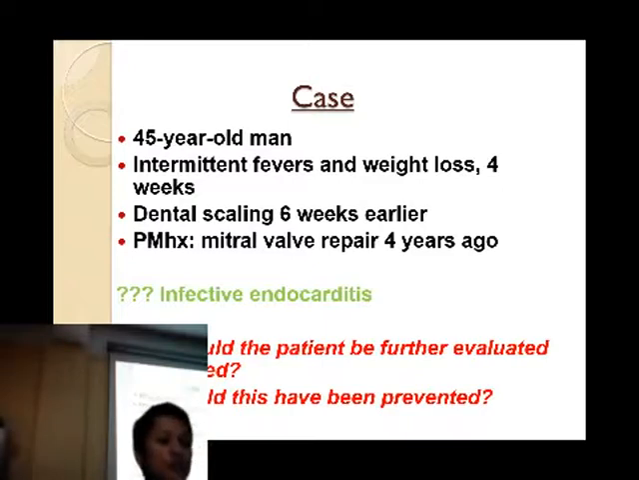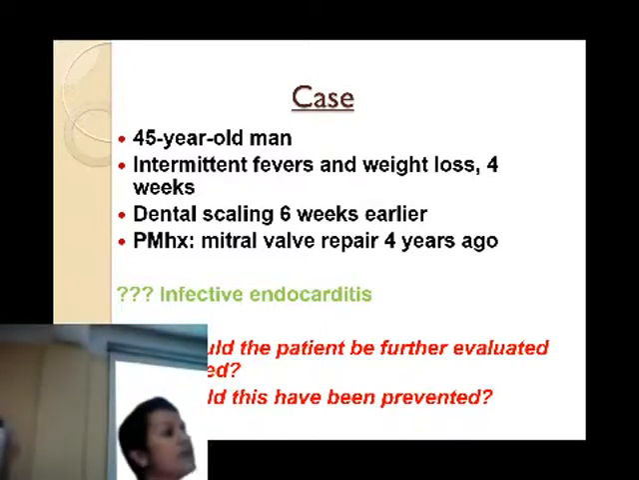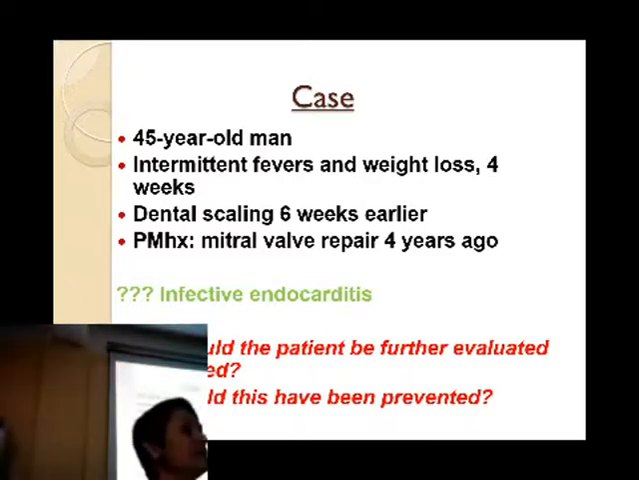So we came to this clinical diagnosis and the question came up, how should we further investigate this patient? How would we have prevented this serious illness in this man? So I'm going to answer these questions throughout my lecture.